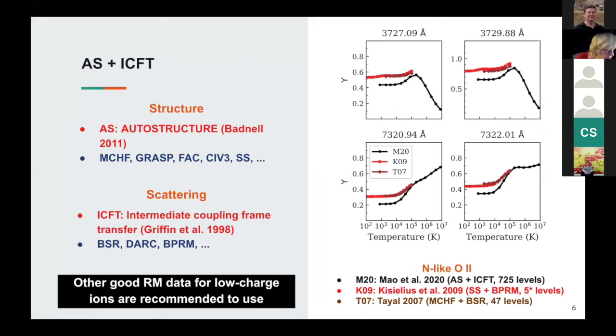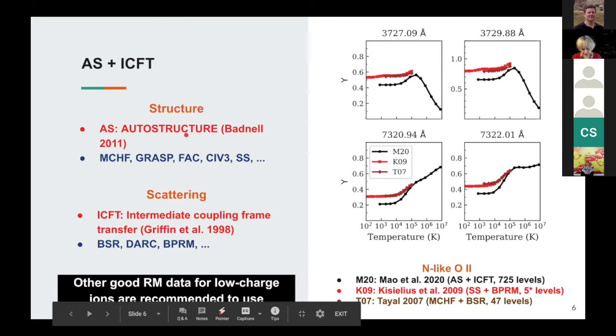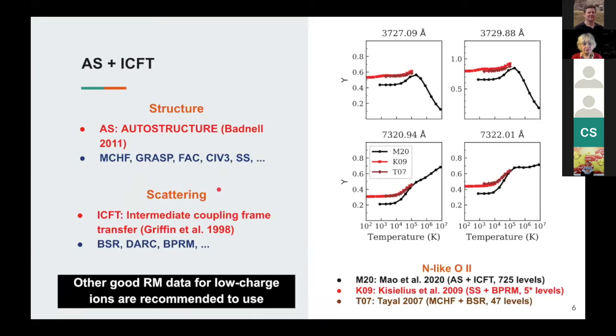Just to give you a little bit more detail of the calculation, here we opt for the combination of the AUTOSTRUCTURE code and the ICFT method to do the structure and the scattering calculation respectively. There are, of course, many other options out there in the market, but this combination allows us to do large-scale calculations for many ions in a relatively short time.